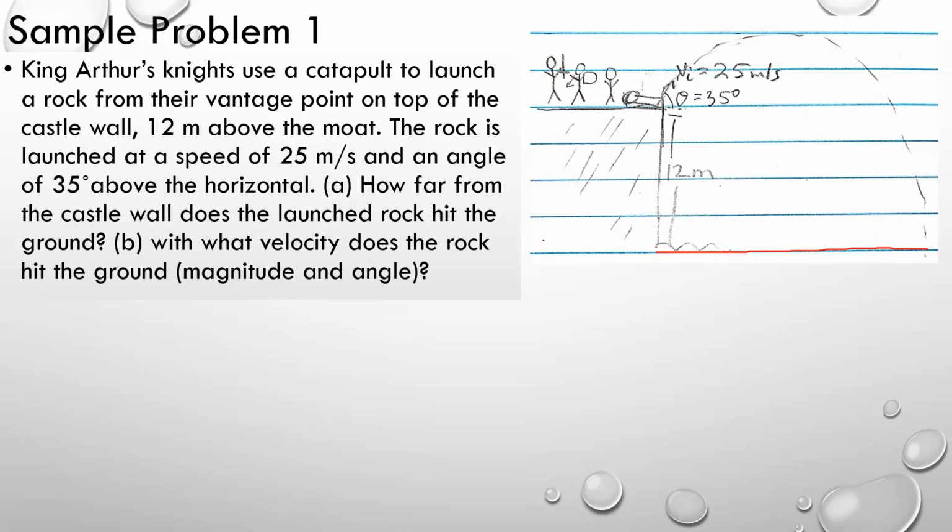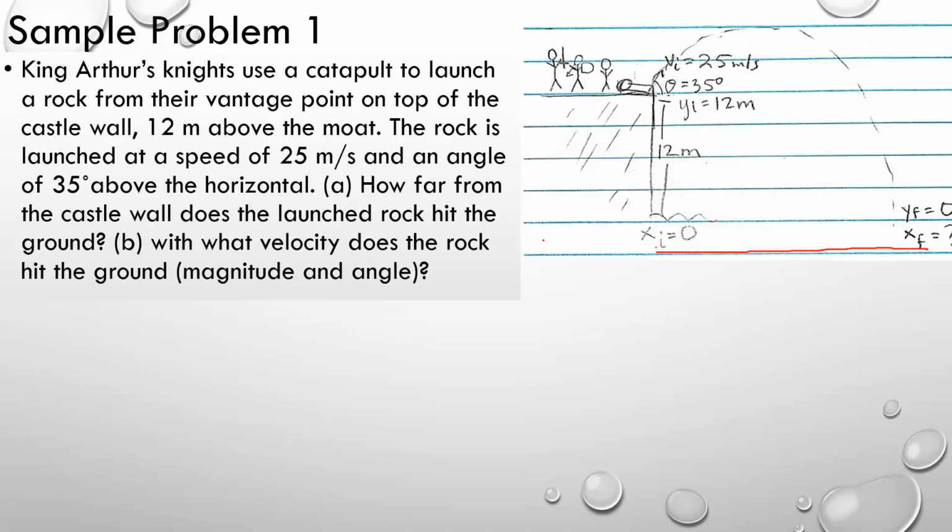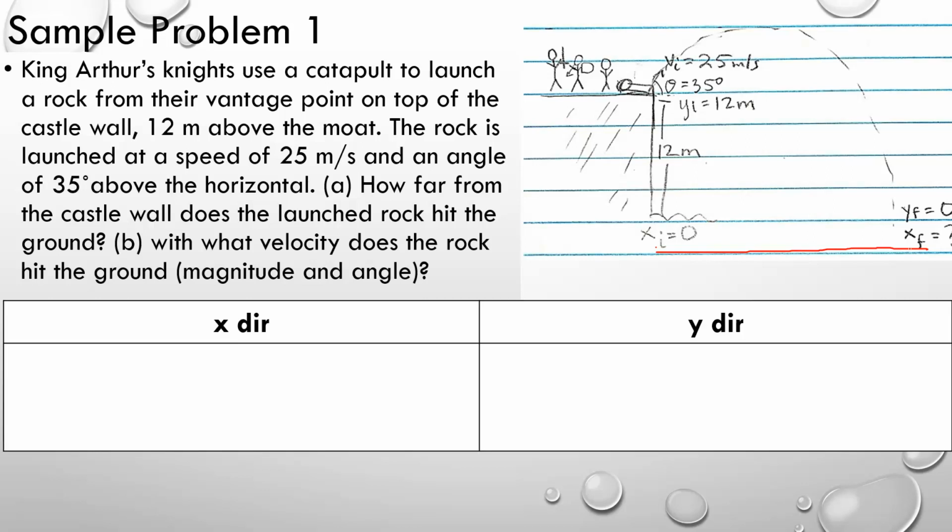And we're going to start by writing what we know in both the x and y directions. So let's add some stuff to our drawing here. So we know that the initial position in the y direction is 12. The final position in the y direction is 0. The initial position in the x direction is 0. And we're looking for the final position in the x direction. Let's make our x and y chart.